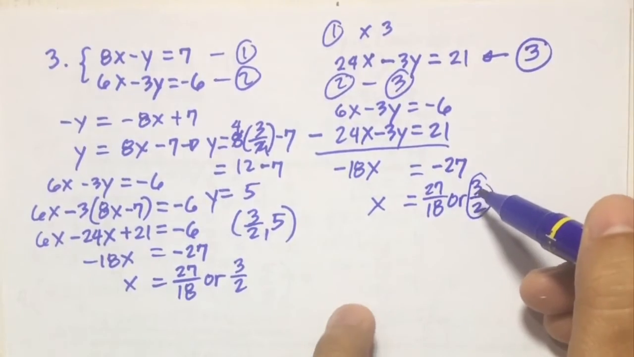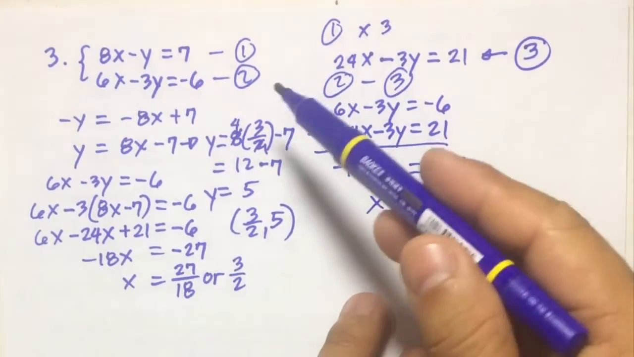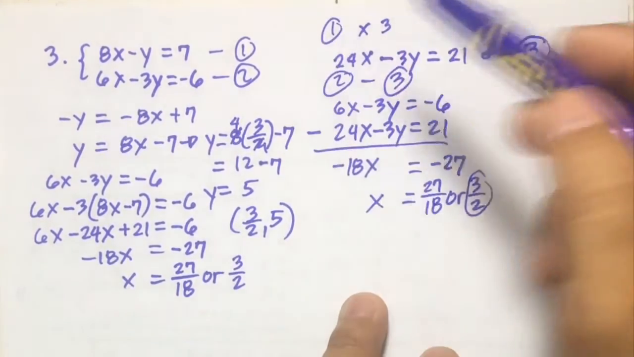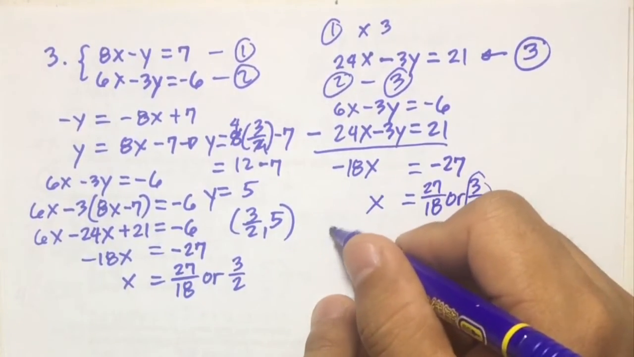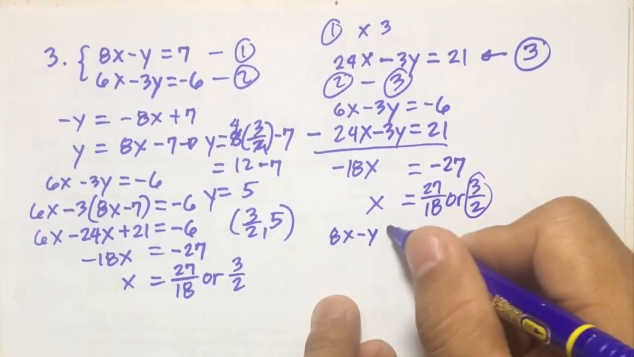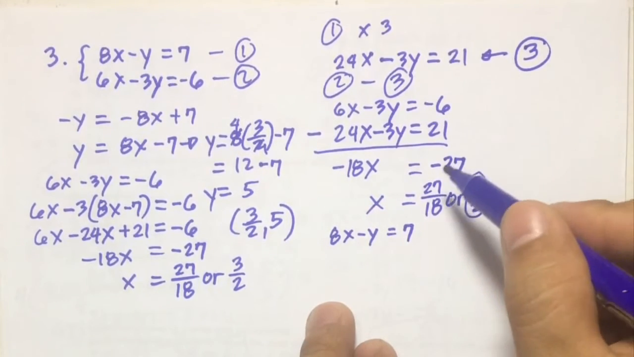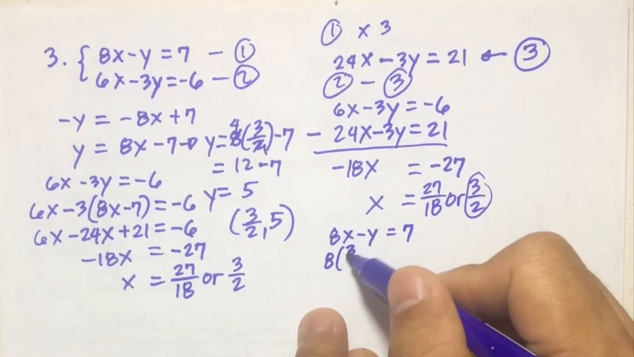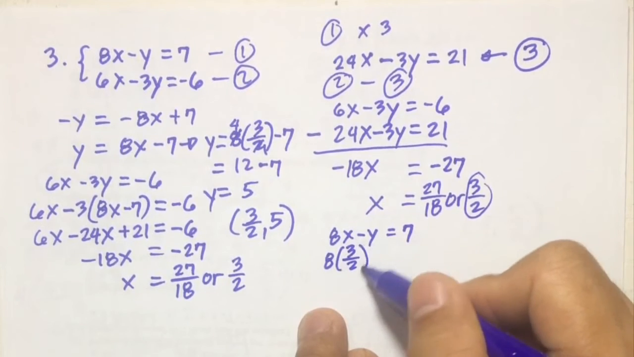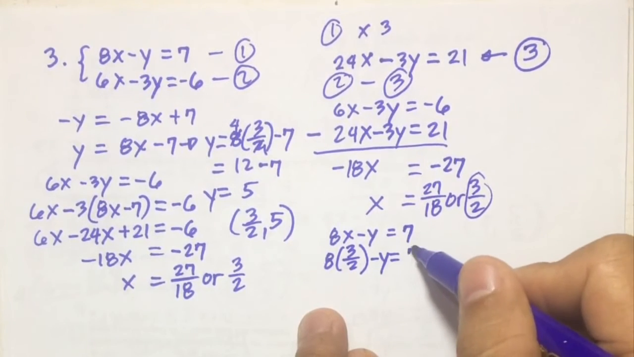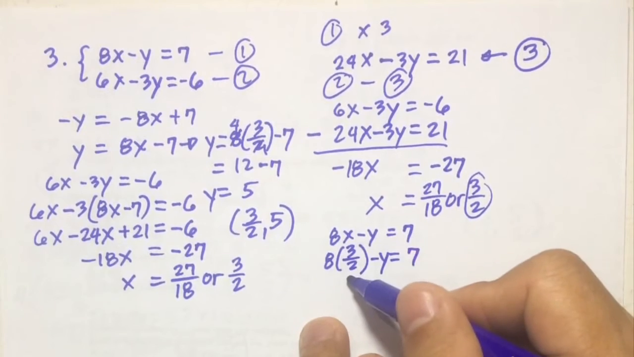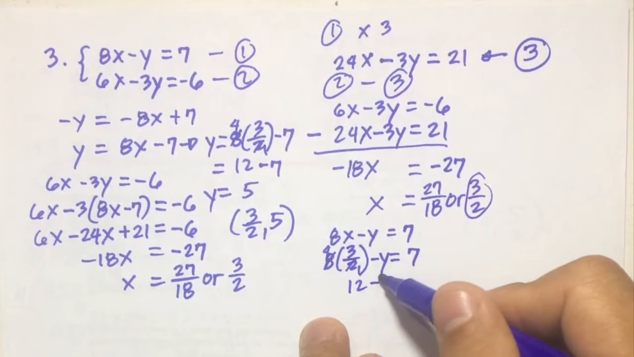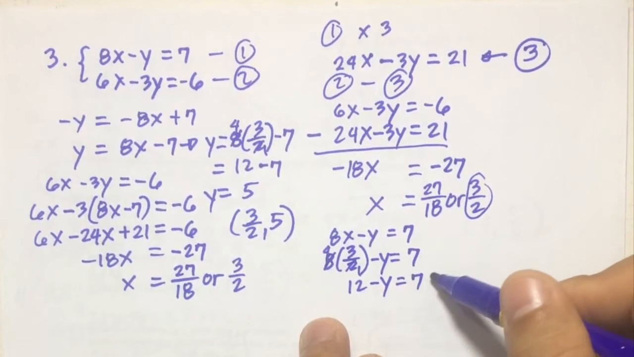So what we're going to do next is substitute this to any of the two equations. So we can have equation number 1. Equation number 1 is 8x minus y equals 7. So x here is 3 over 2. So we're going to have 8 times 3 over 2 minus y equals 7. Then this is 4 here, this is 1. So 4 times 3 is 12. So 12 minus y equals 7.